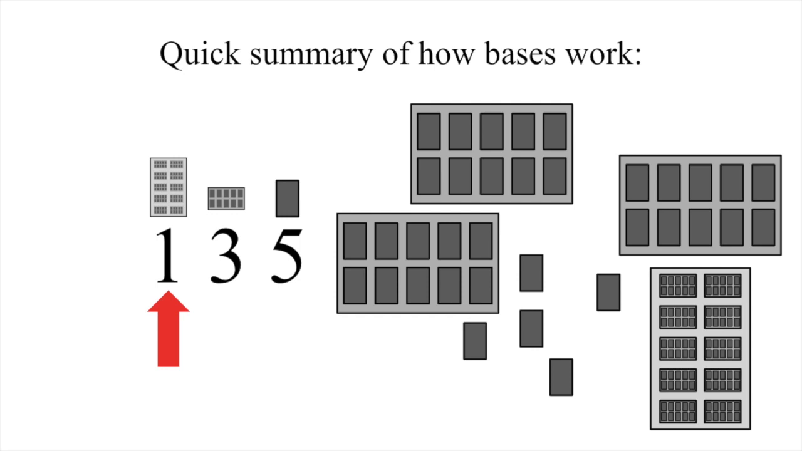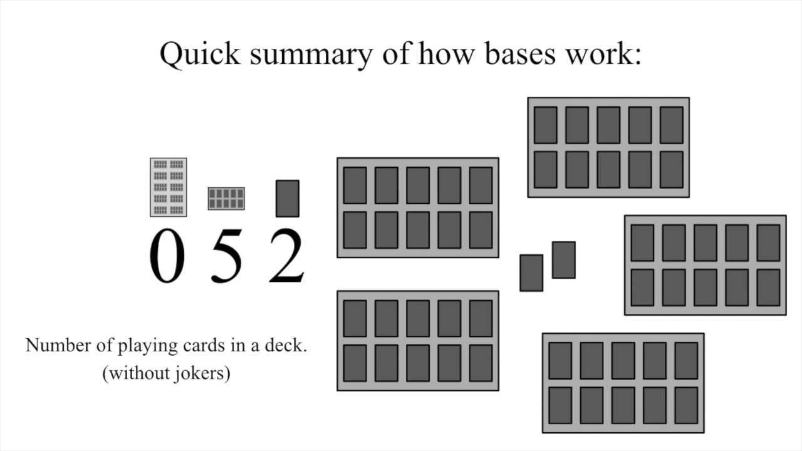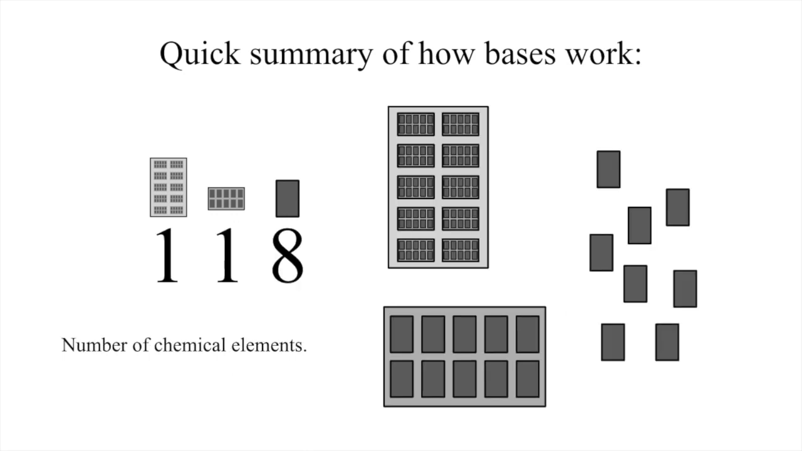So, for example, the number of cards in a card deck is 5 tens and 2 ones, and the number of elements in the periodic table is one meta group of 10 tens, 1 ten, and 8 ones.